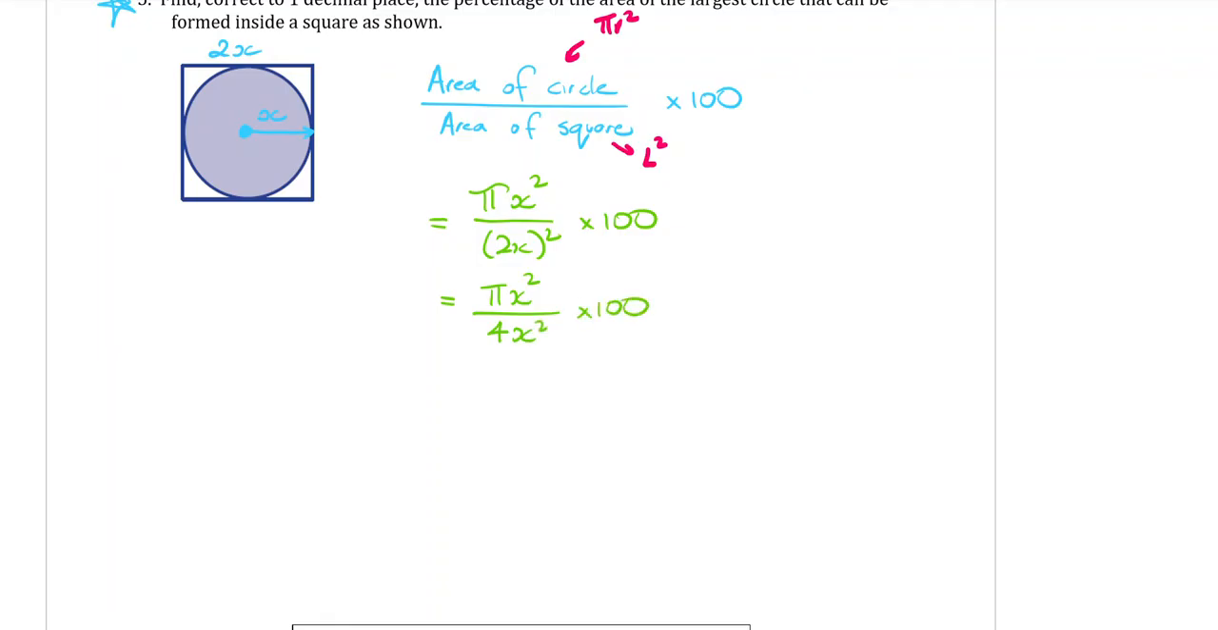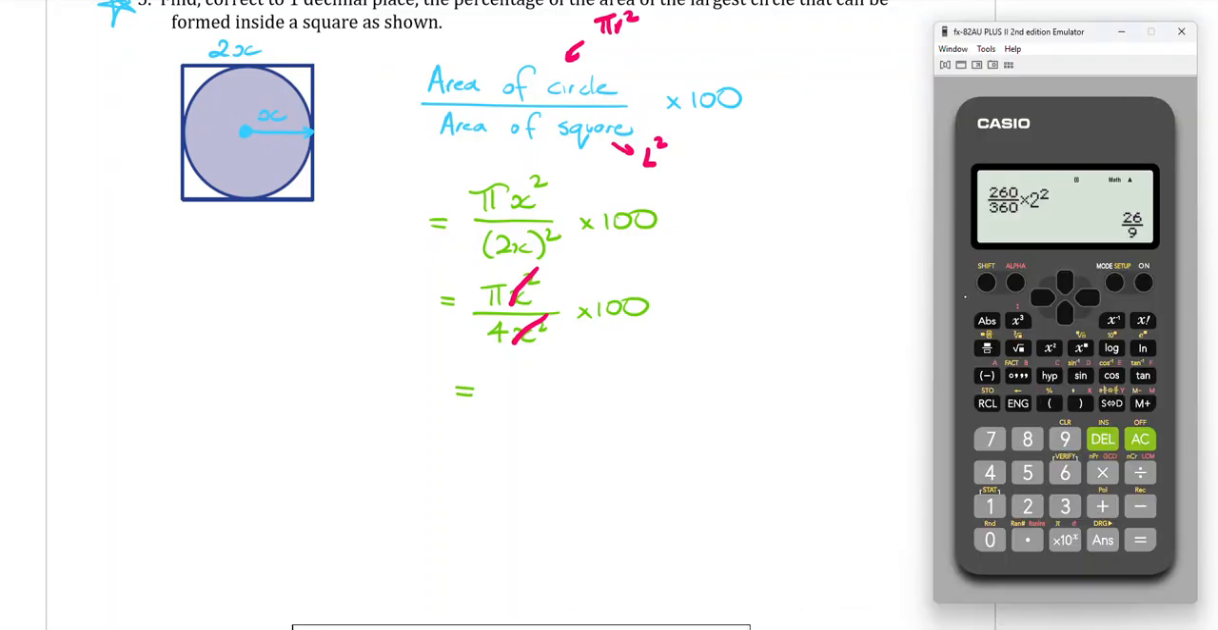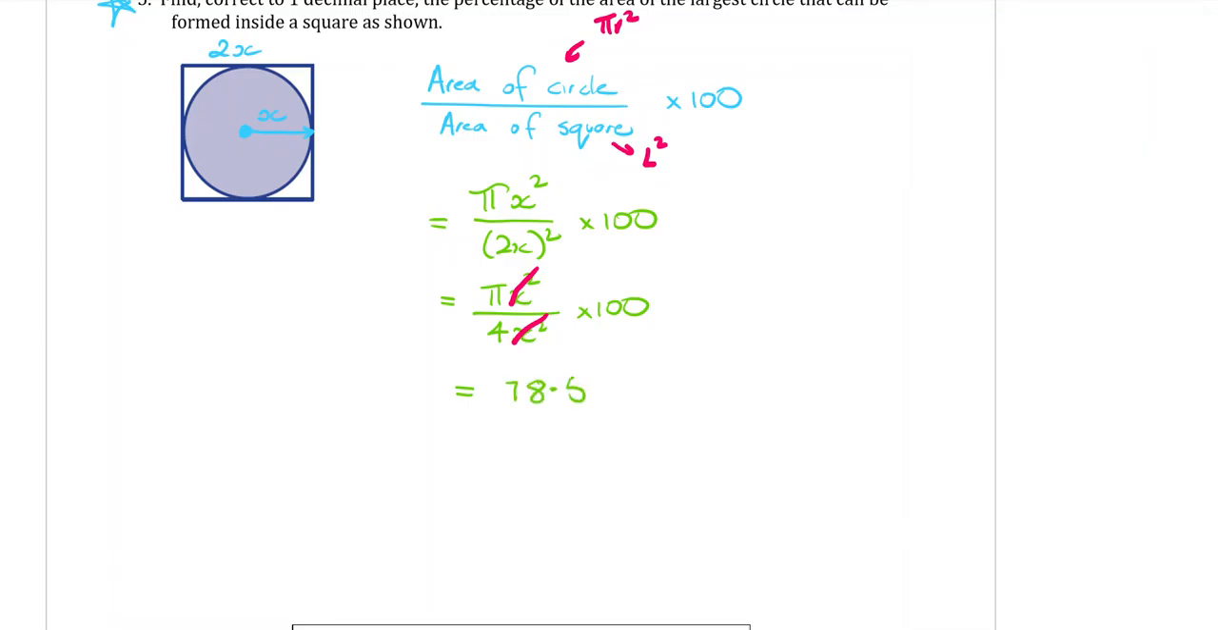Now, the good news is we've been a bit concerned because we've had letters in this and we want to get a number answer. But we have got an x squared on the top and an x squared on the bottom. They will now cancel out. So to find the answer, we can simply type in pi over 4, and then we times that by 100 to find out that it is 78.5 because we wanted 1 decimal place. So 78.5% of that square is the circle.